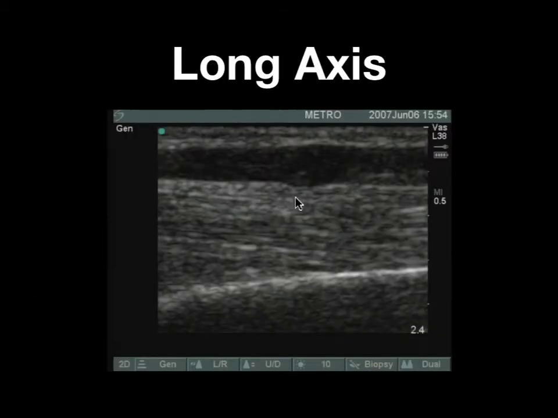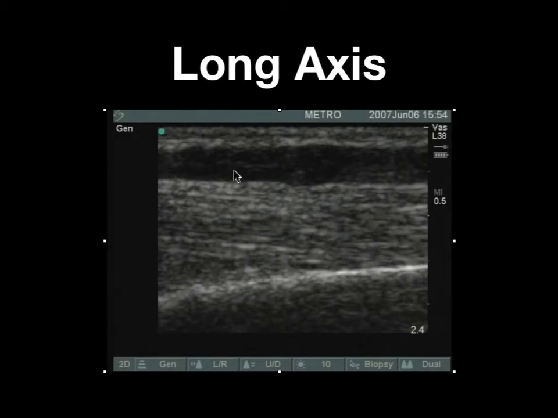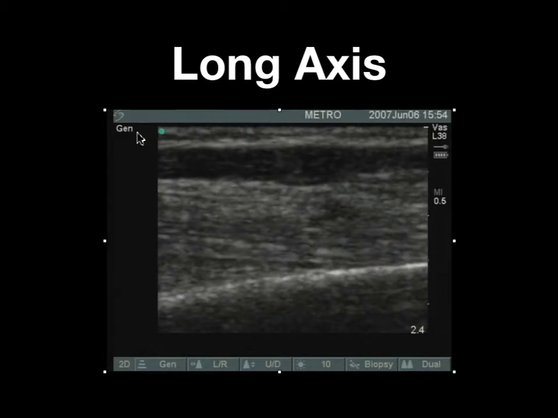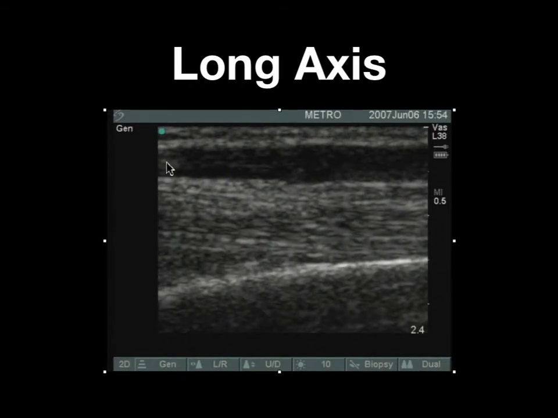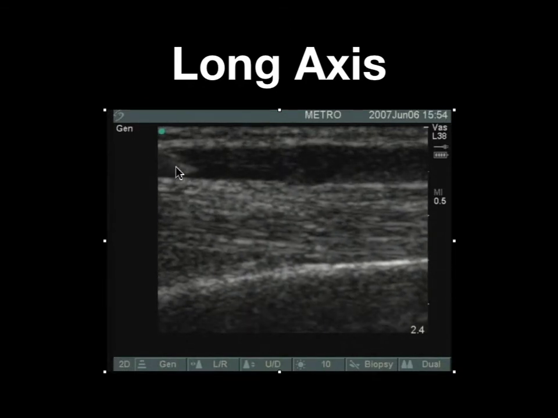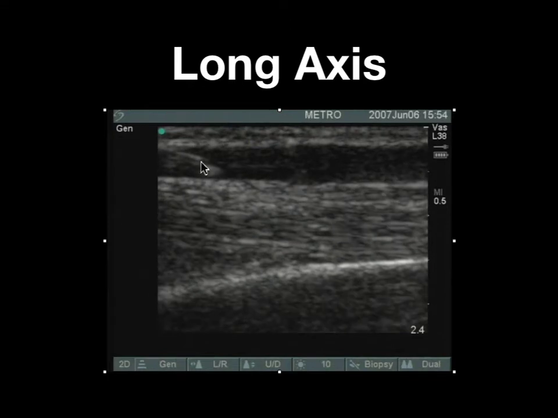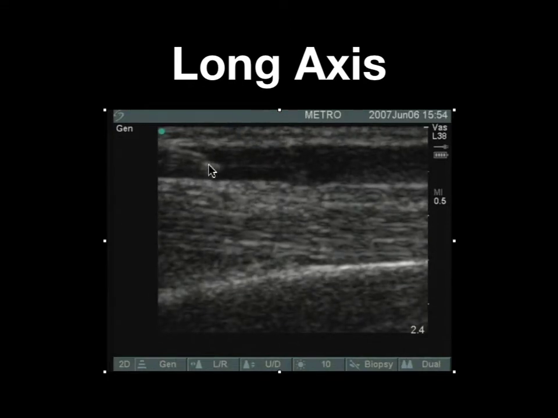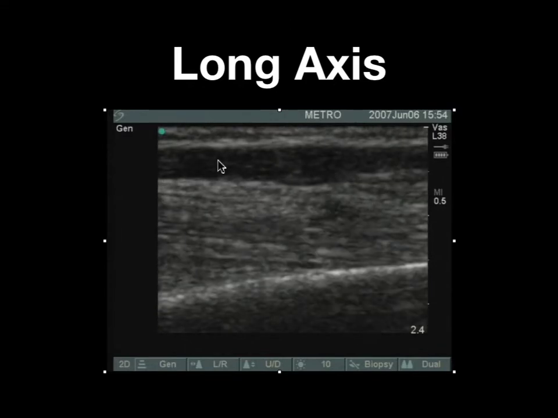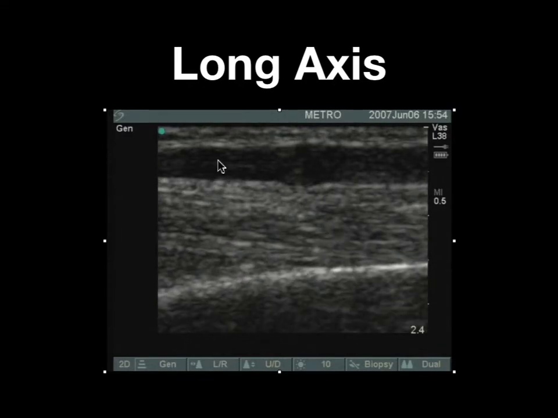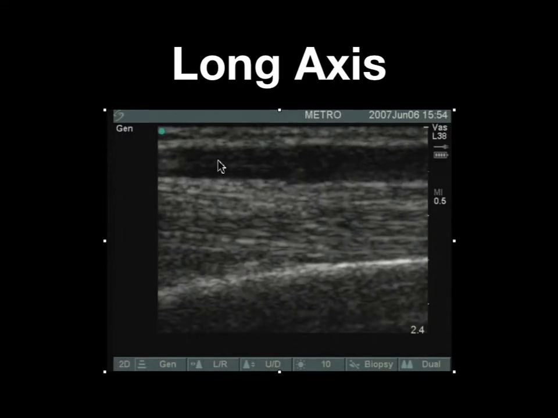Here's an in-plane long axis approach to a superficial vein within the mid-forearm, and you can see here that the needle is being entered in the middle of the short face of the transducer, and here you can see the needle tip. Here you can see the bevel of the needle right here, and you can see that it's centrally located within the vessel, and at this point the angiocath is brought over the needle and the vessel is cannulated.